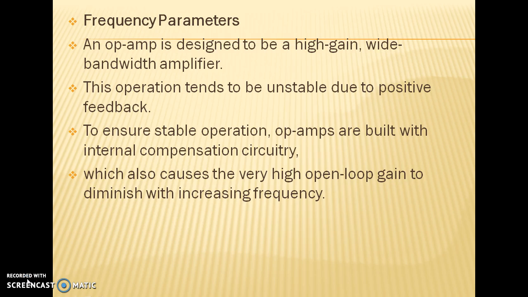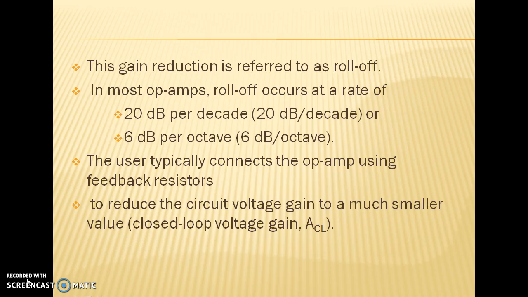The next specification is regarding the frequency parameters. An op-amp is designed to be a high gain, wide bandwidth amplifier. This operation tends to be unstable due to positive feedback. To ensure stable operation, op-amps are built with internal compensation circuitry, which also causes the very high open loop gain to diminish with increasing frequency. This gain reduction is referred to as roll-off. In most op-amps, roll-off occurs at a rate of 20 dB per decade or 6 dB per octave.